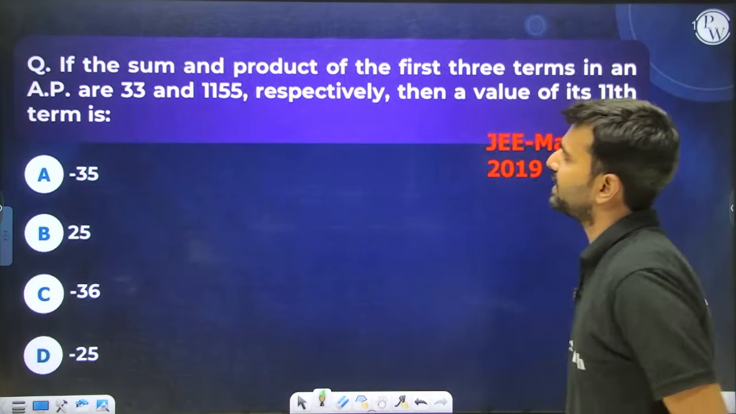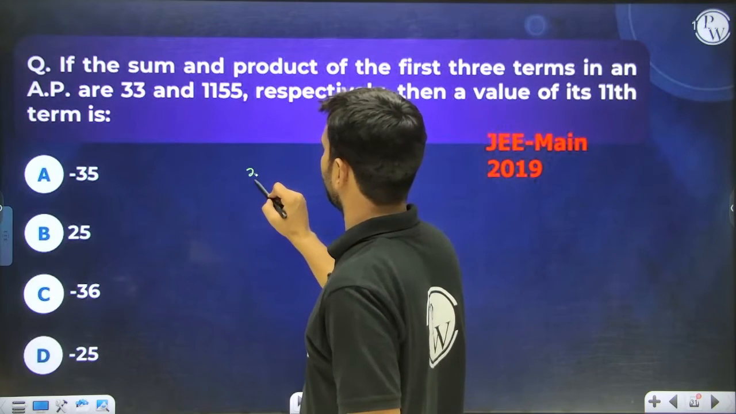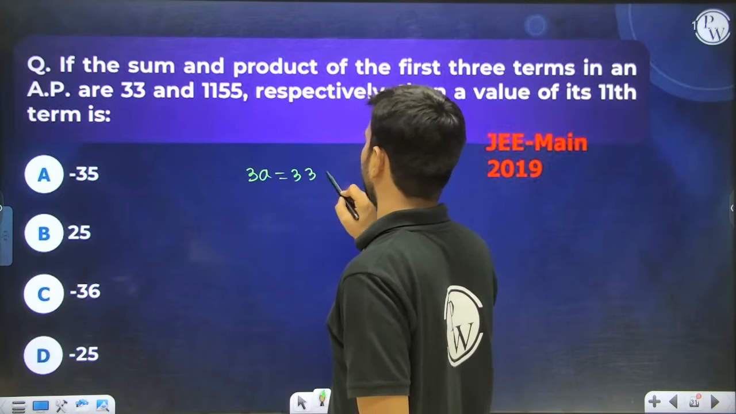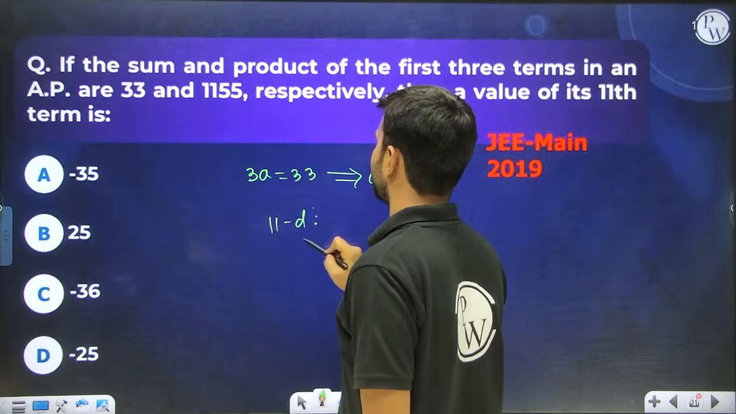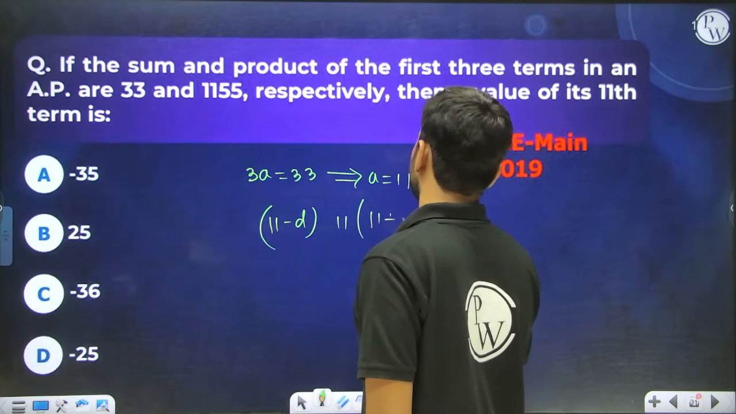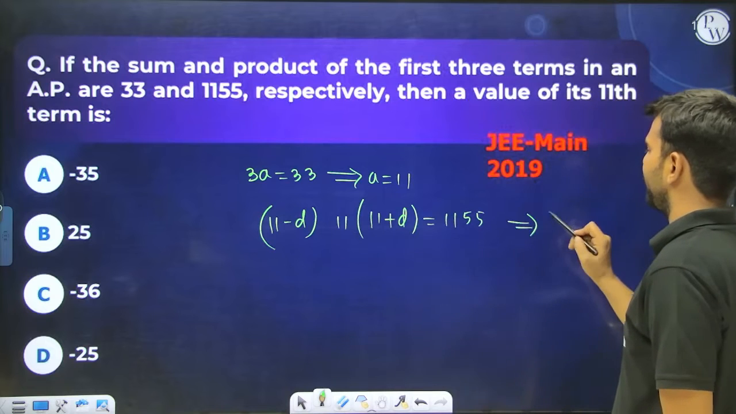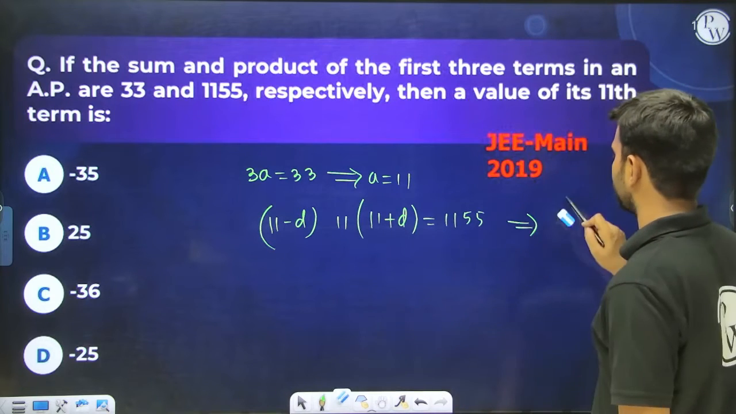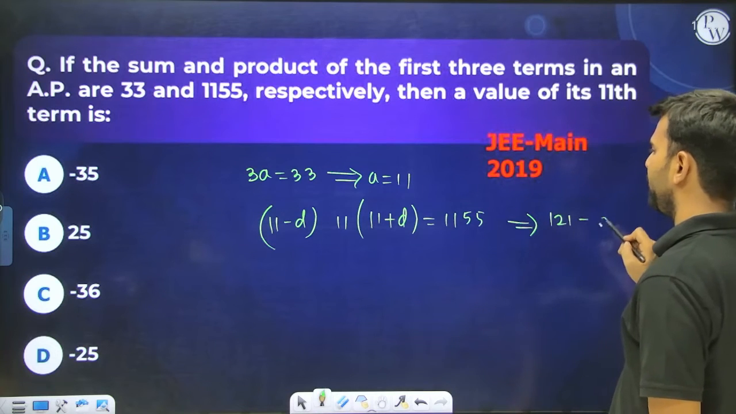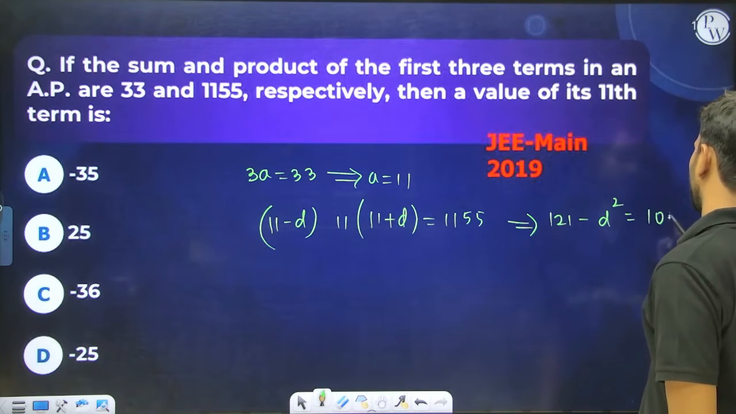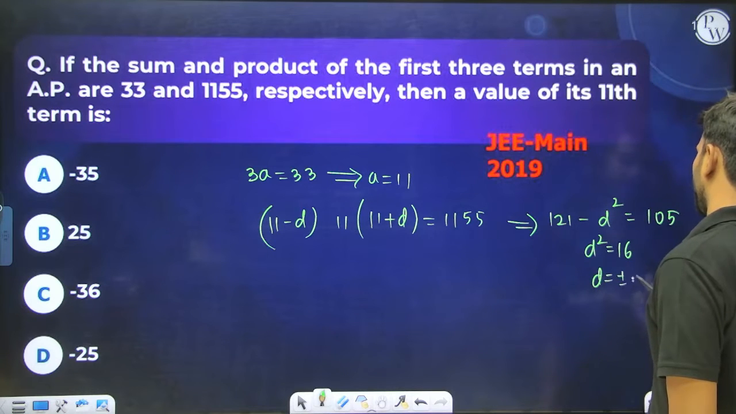Alright, moving on to the next thing. If the sum and the product of the first 3 terms in an AP are this. Okay, so 3a equal to 33 given to me means a is equal to 11, and their product, that means 11 minus d times 11 plus d, is equal to 105. So we can say that 121 minus d square is equal to 105. So d square equal to 16 means d is equal to plus minus 4, right?